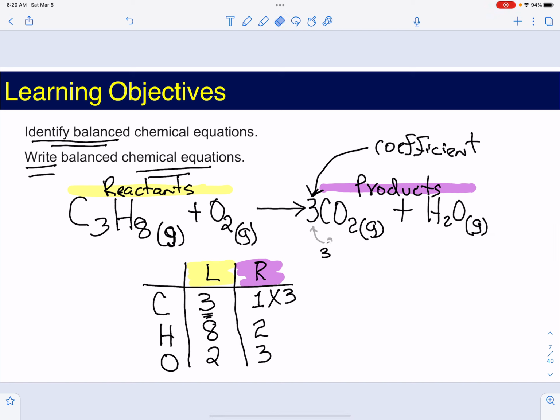So the carbon is taken care of. But the oxygen changed, right? So we don't have 3 oxygens. Now we have 3 times 2, which is 6, and 1. So you gotta keep track of all the oxygens on the right side. So now we have 7 oxygens. And the table that we're putting the numbers in allows me to keep track of what I'm doing. So 7 oxygens now on the right side.